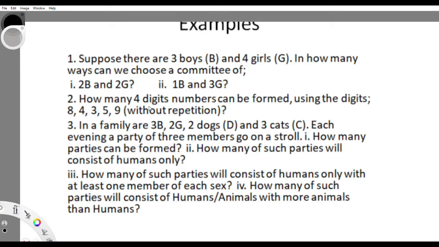Good day guys, welcome back to another tutorial on probability, and here we are going to treat some of the questions in your lecture notes. I won't be able to treat everything actually, but with the knowledge of this little you should be able to do the rest. Okay, now the first question is, suppose there are 3 boys, 4 girls. How many ways can we choose a committee of 2 boys and 2 girls?